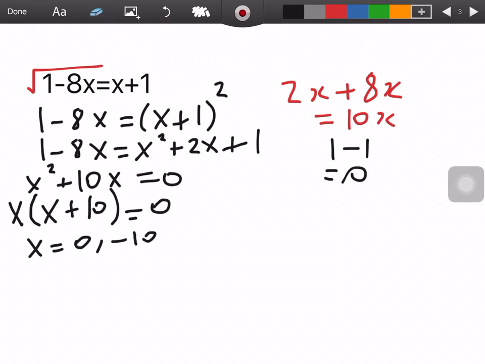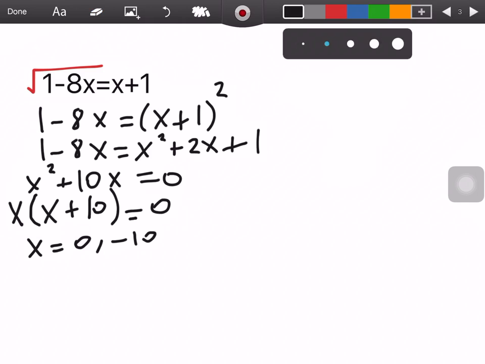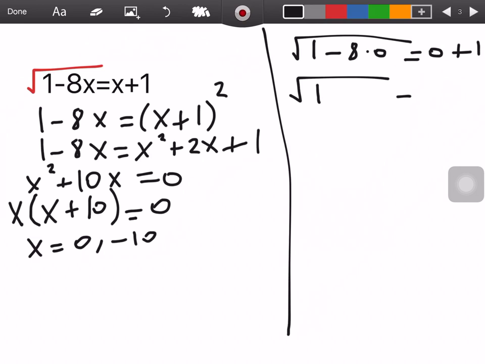Okay, I'll just rub this out. So now next step, we take our solutions and we're going to substitute them and see whether or not they're extraneous. First of all we're going to take 0, and when you substitute it, 1 minus 8 times 0 is equal to 0 plus 1, and as a result you get 1 is equal to 1. So therefore 0 is not an extraneous solution, and therefore it is a solution, so you can tick this.